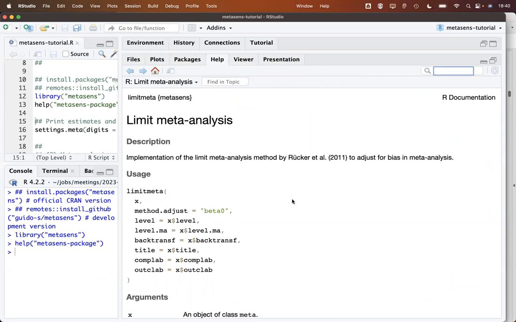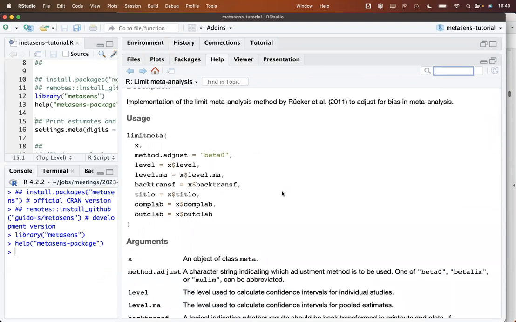So here we see the arguments of the function. There are not that many, and what we can see is that most of them have defaults coming from x, and x is an object of class meta. So for that we are using then the meta package.